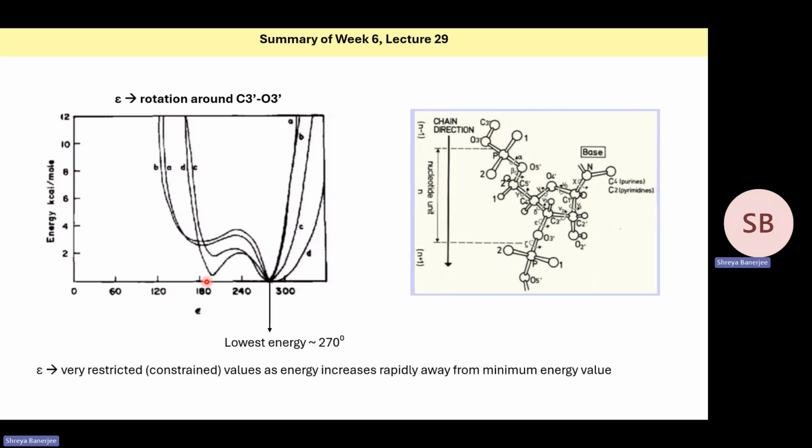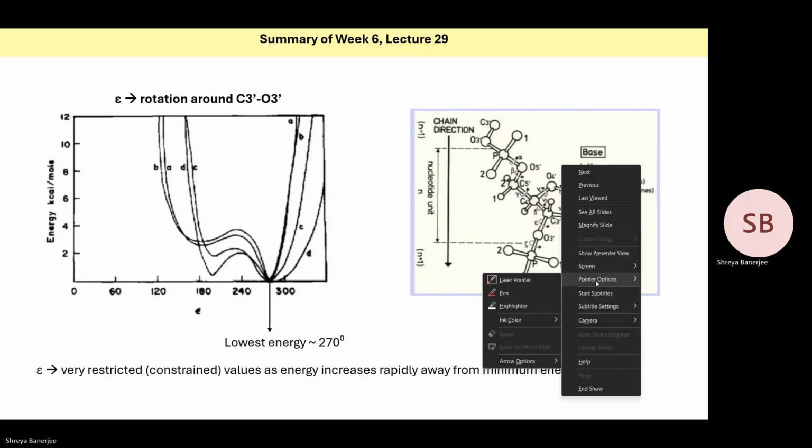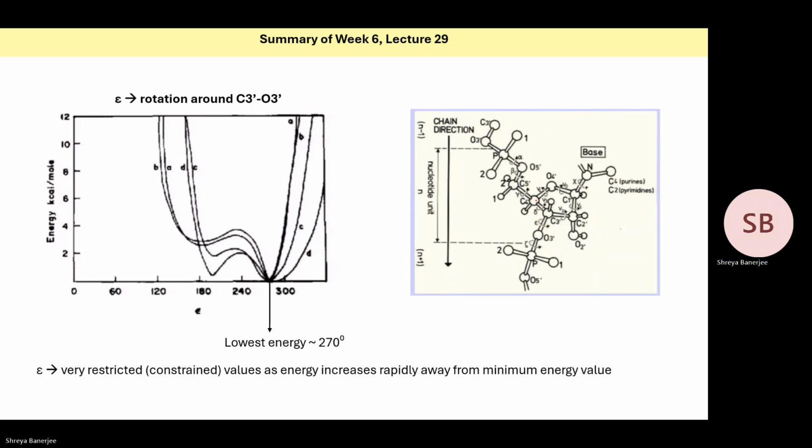Now, there is another angle that is important. That is the epsilon angle shown. So you can see this torsion angle between the C3 prime and O3 prime, that is the epsilon angle, is important. It is the angle connecting the sugar to the next residue through the phosphodiester bond. Epsilon is the rotation along the C3 prime O3 prime bond.